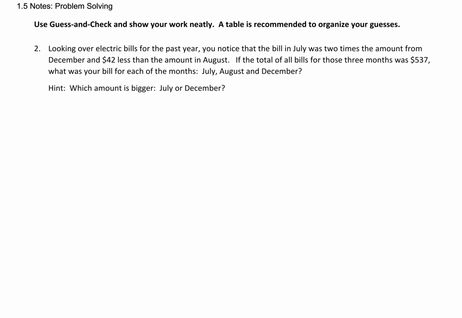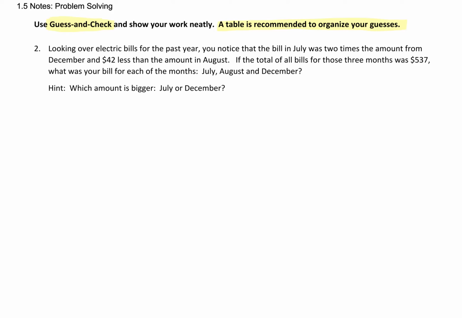This is question number 2 from the 1.5 notes on problem solving. We're being asked to use the guess and check strategy to solve the problem, and we're going to create a table to organize our guesses. Now, the first step of any problem is to read it carefully, so I'm going to read through this once just to get the scenario down, the big picture idea, and then I'll read it again for detail.